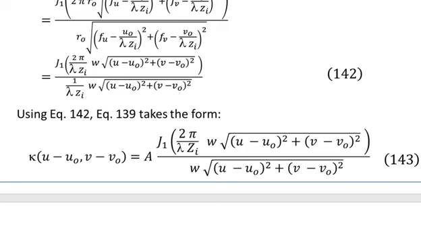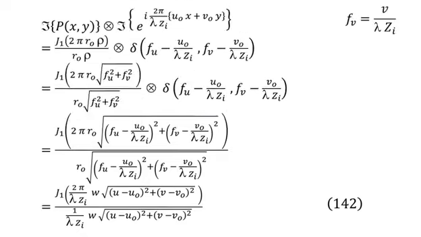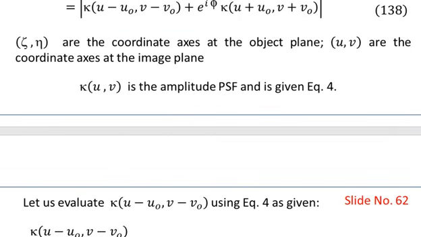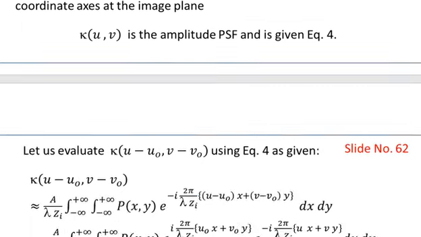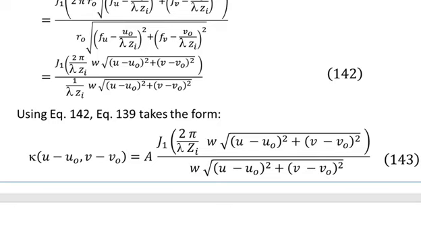You know that in the coherent image, when we were talking about the coherent intensity image, there were two kappas present, as in equation number 138. So we have calculated one kappa. We can similarly calculate the other kappa.